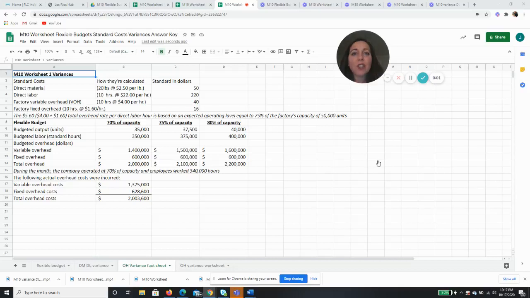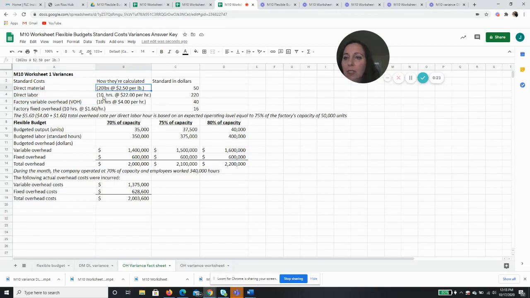Welcome back. Okay, so we have analyzed our materials and direct labor variances. Now we're going to look at overhead. And I'm going to present the information a little differently just so we can have more information. All right, so the beginning looks the same as what you've seen before, right? We have direct materials, direct labor, and we got factory overhead.